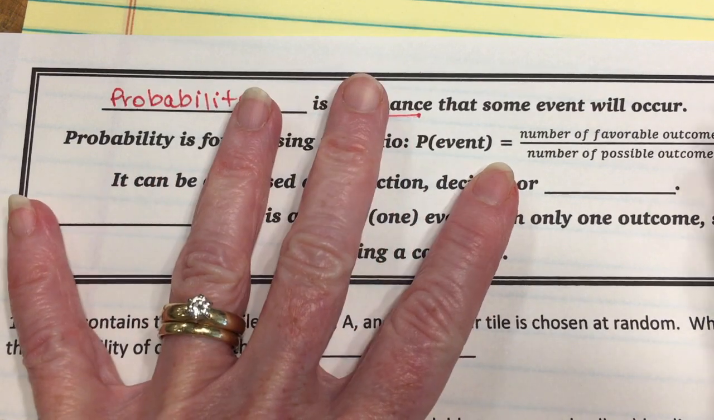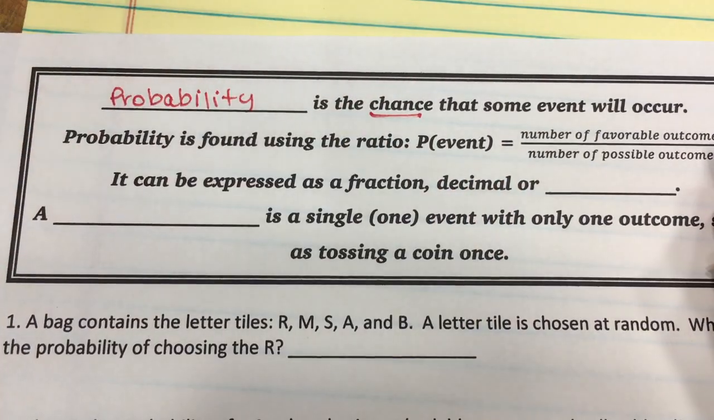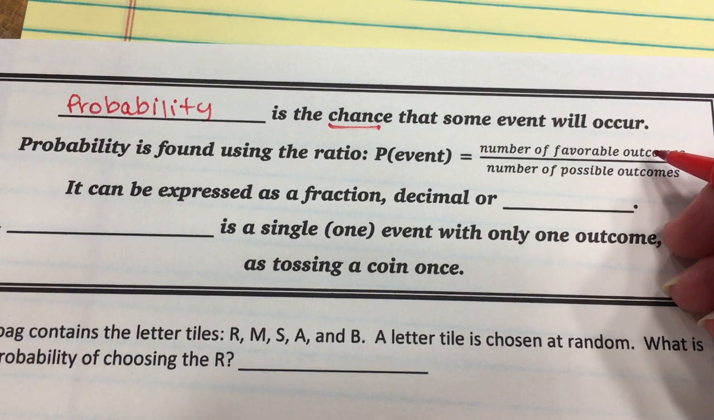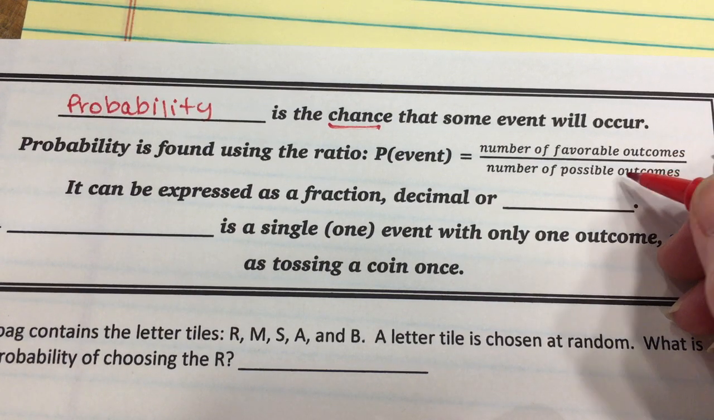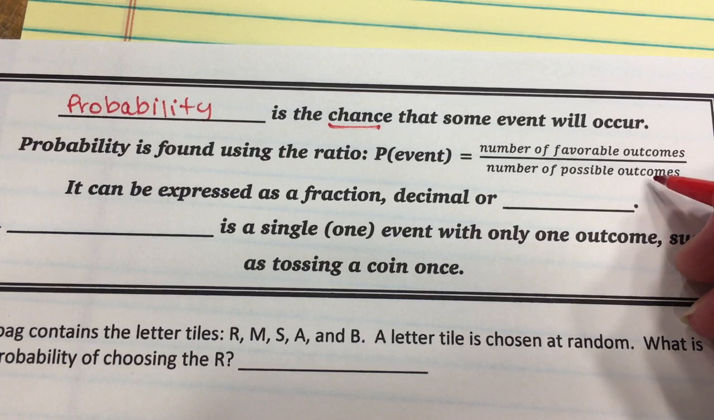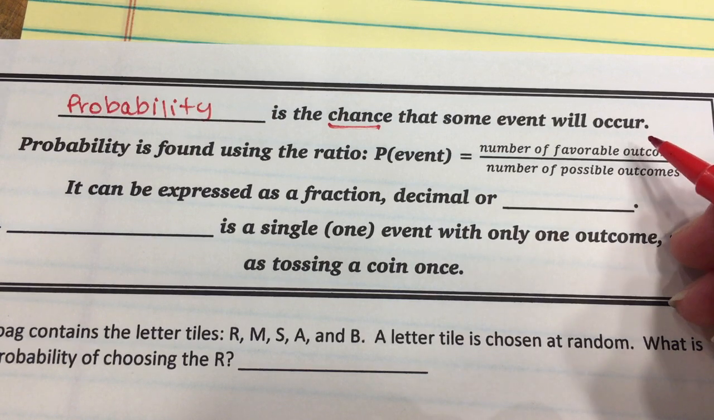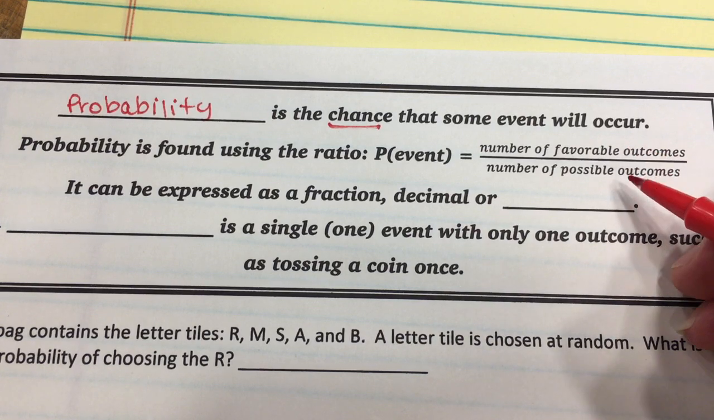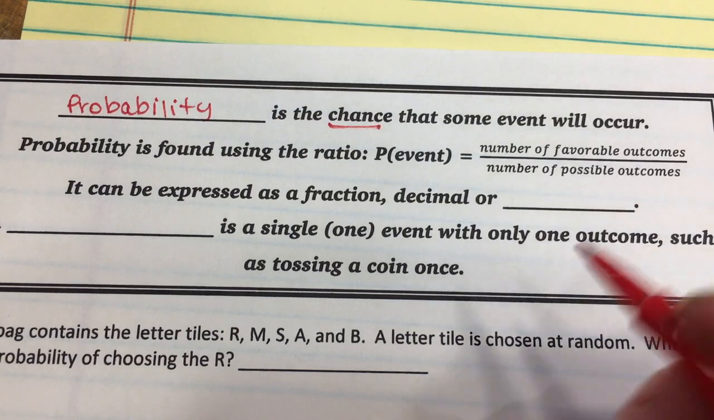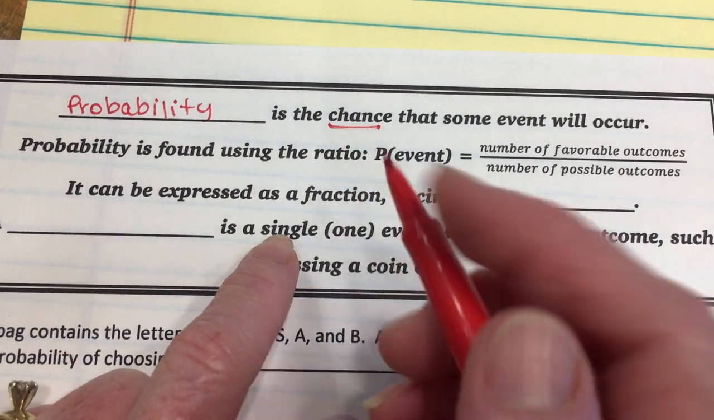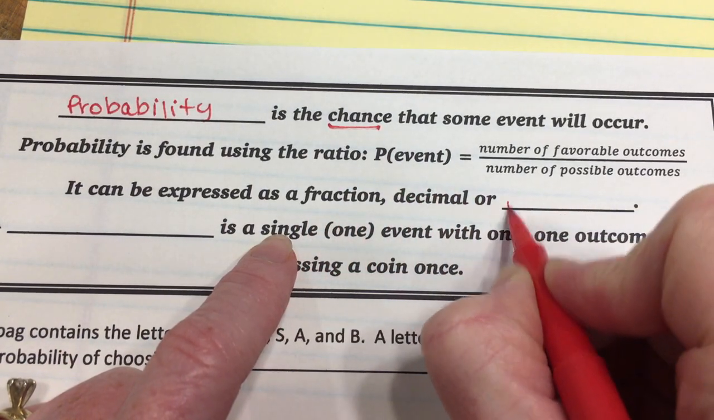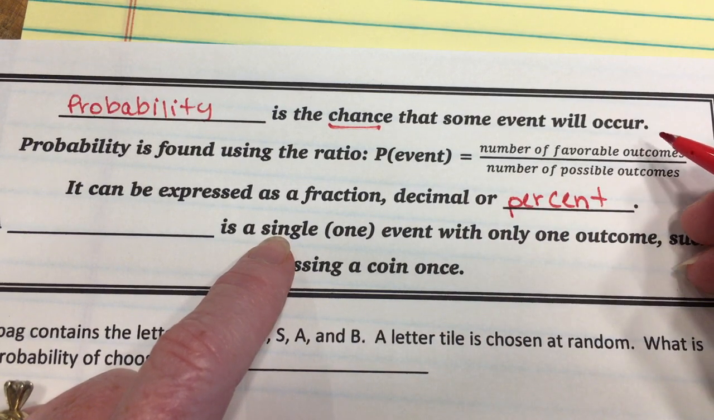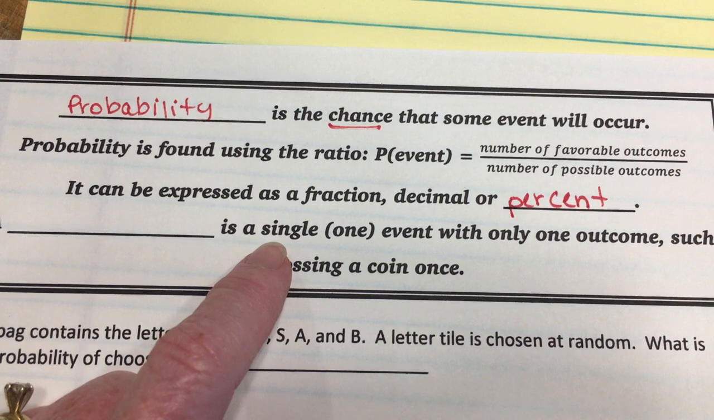But the ratio you're going to write is the number of favorable outcomes. So what you want to happen, like picking a white shirt, how many times can you pick a white shirt? Over the number of possible outcomes. How many shirts are there? So when we found that there were 3 white shirts and 9 possible shirts, we wrote it as 3/9, and then we simplified it. Probability can be expressed as a fraction, decimal, or percent. Most likely you're going to start with a fraction, but you might change it to a percent.